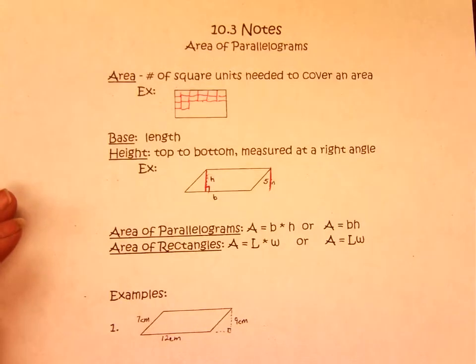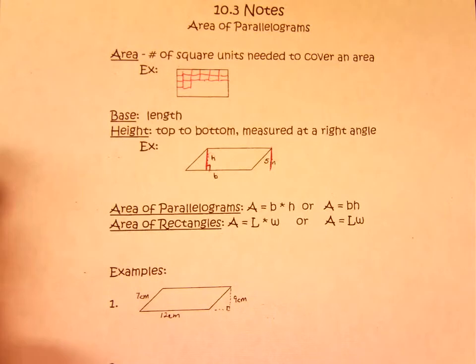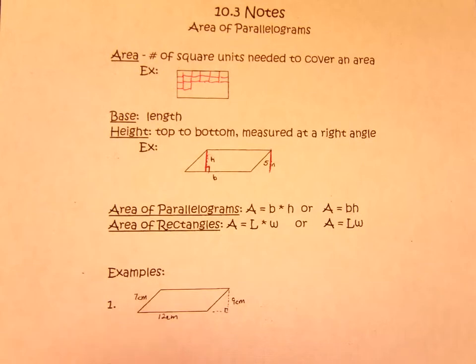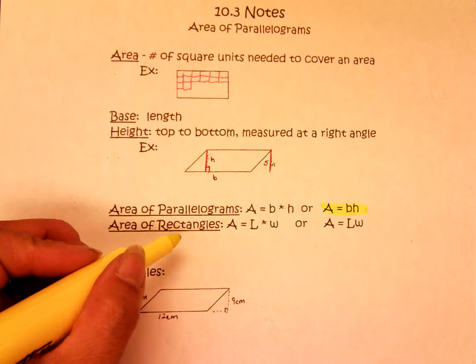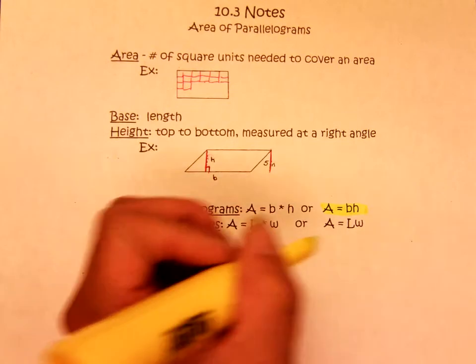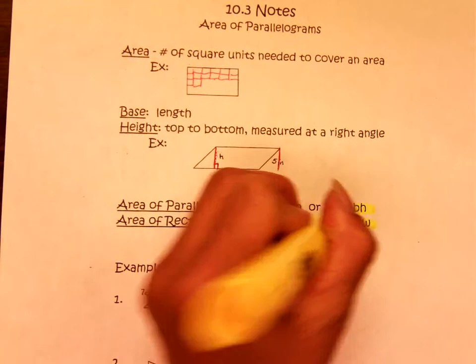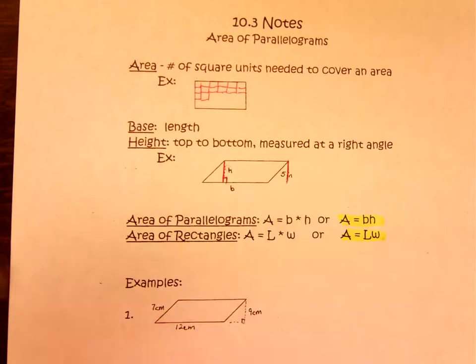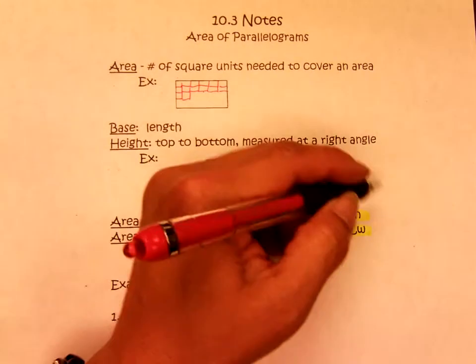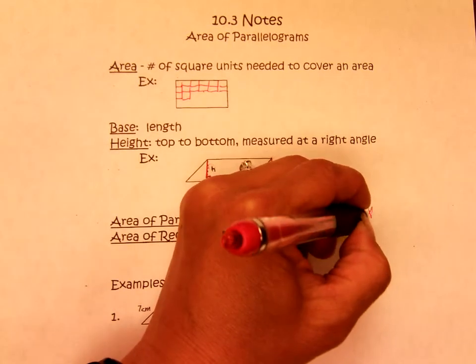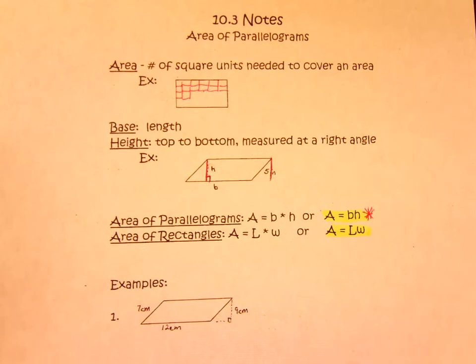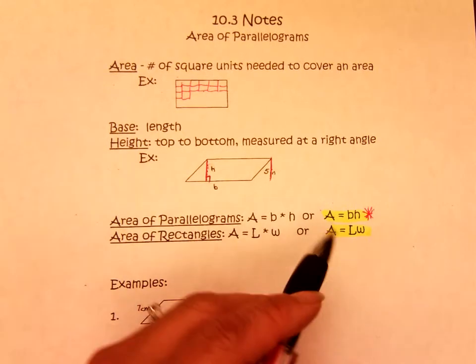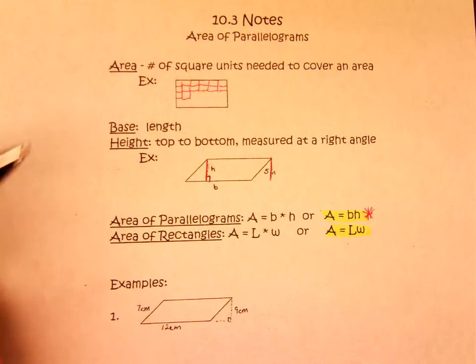So here are two formulas that you will need to know. Area of a parallelogram is A, which stands for area, is equal to B times H, or A equals BH. And area of a rectangle is area equals length times width, or A equals LW. It really doesn't matter which one you use. You can use this one or this one. I would prefer you to use this one at all times: area equals BH. This is the one that you probably learned when you were in elementary school.